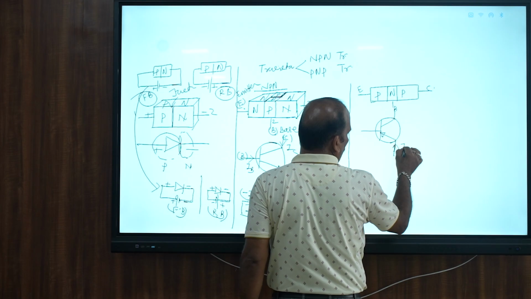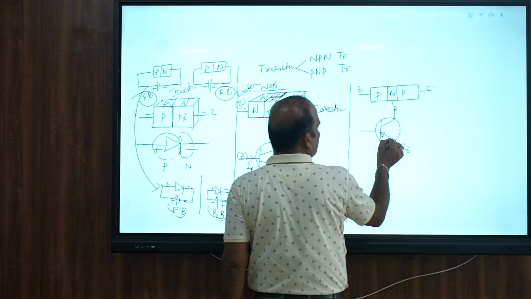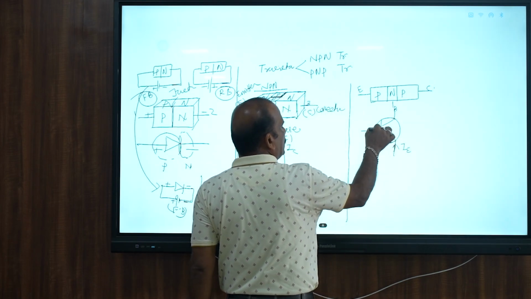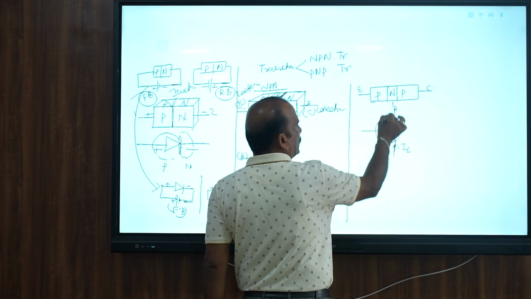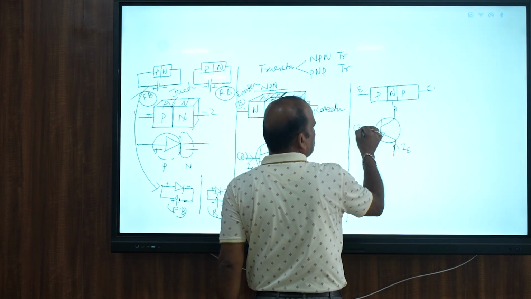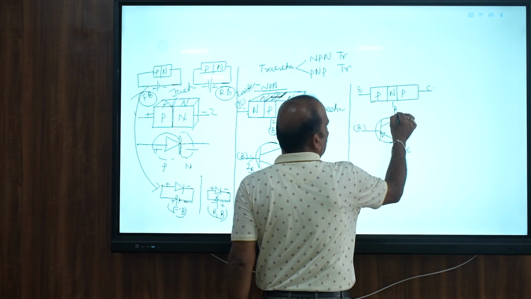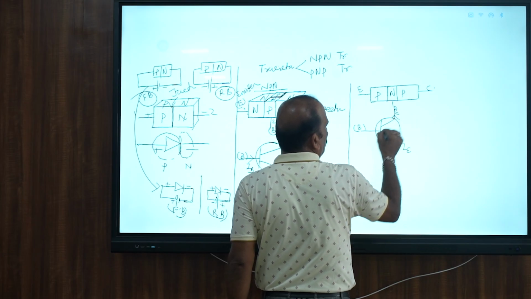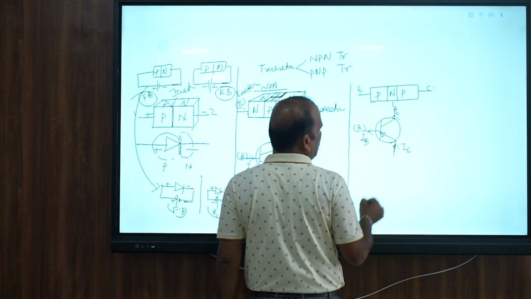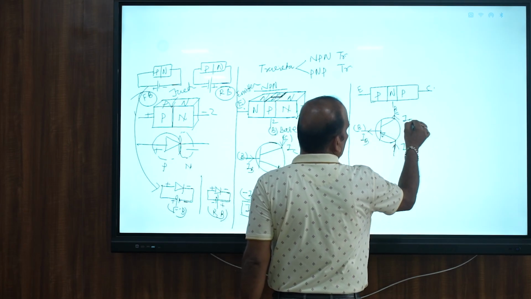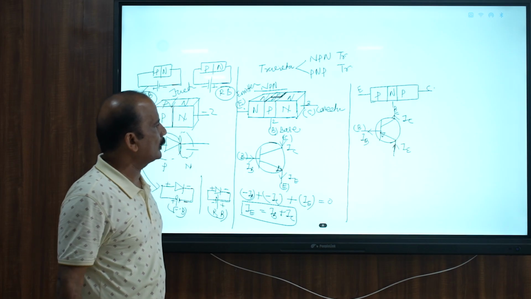It is the emitter part, so IE. Obviously, the incoming current, whatever is coming here, has two paths to go out: one through base, another through collector. So this is the base, and this is your collector part. Two parts are going out: one is the base part, that is IB, the base current, and another is the collector part, that is IC, the collector current.